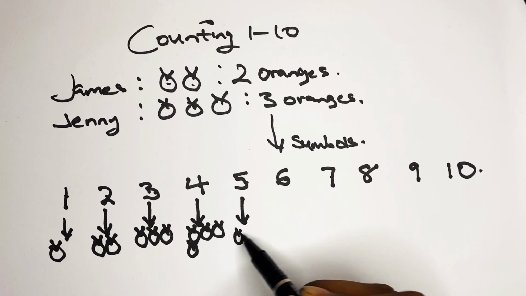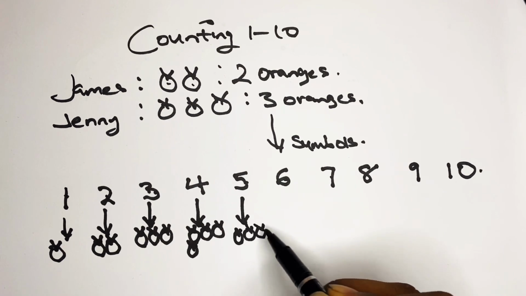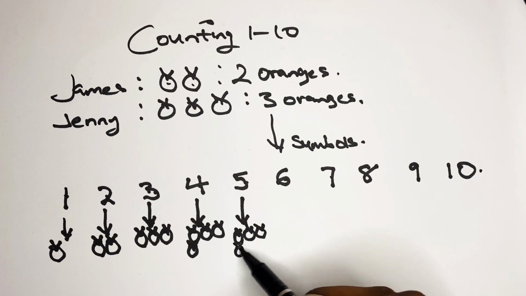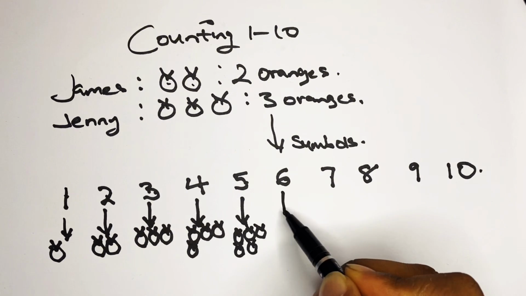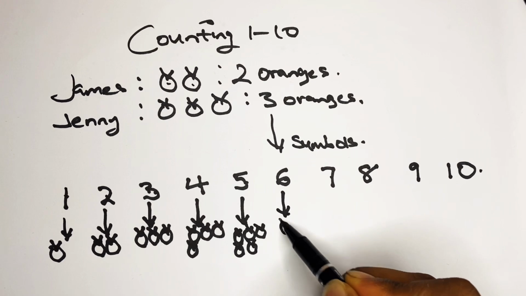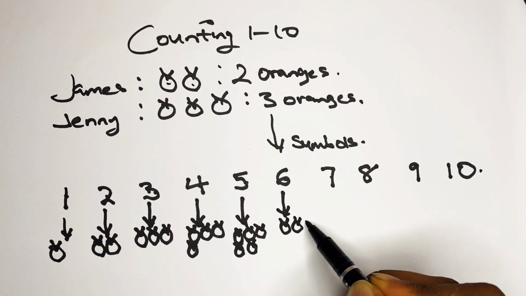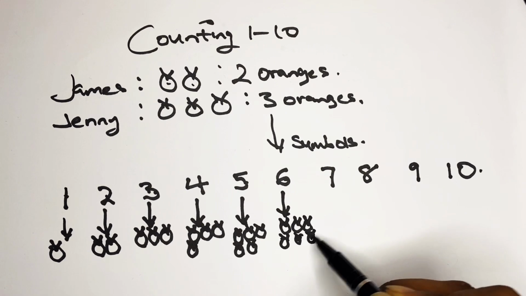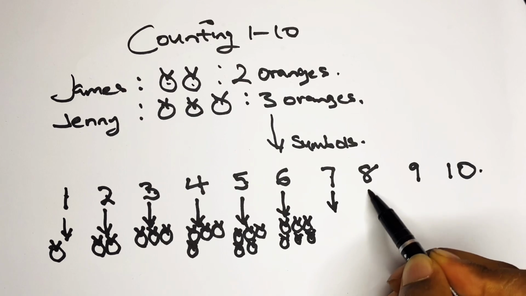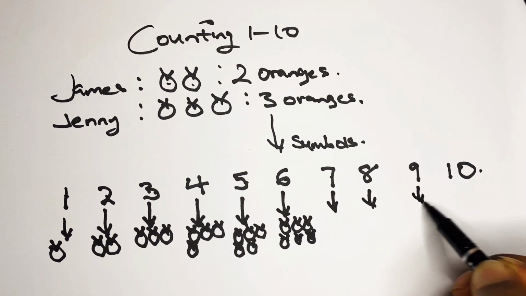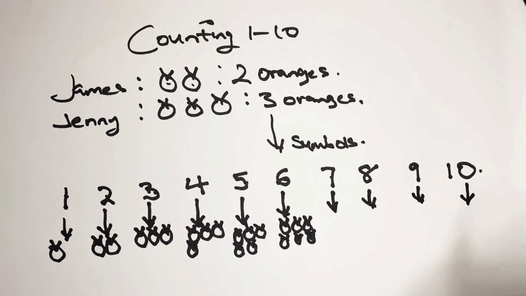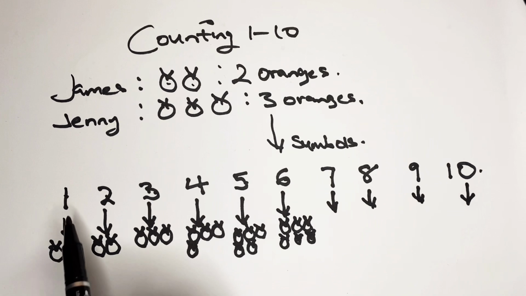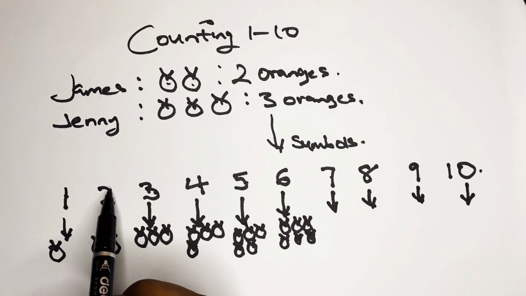5 tells us that the previous 1 has been added. 6 tells us that the previous 1 has been added. So you can do the rest. You can pause this video and do the rest. Each number here represents a quantity. So whenever we count from 1 and go to the next number, we add 1.